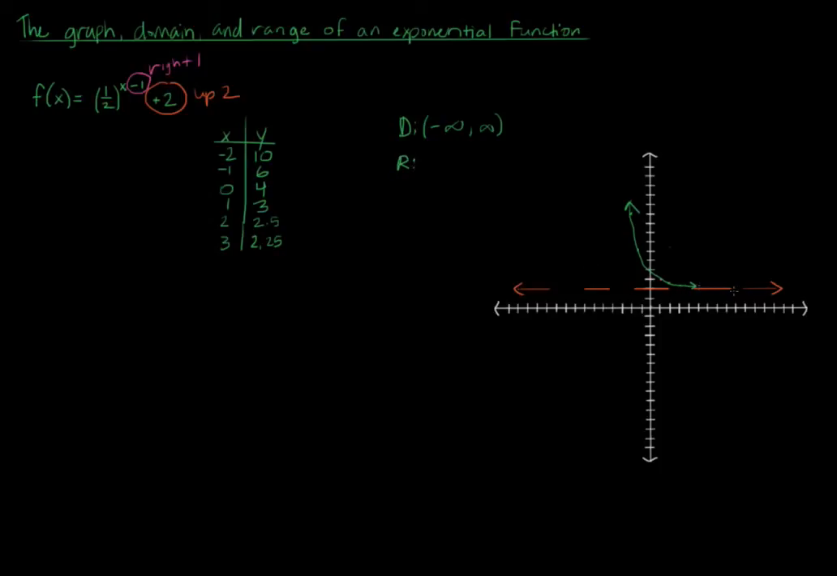The range, we need to look at our asymptote. We don't cross through our horizontal asymptote, and so we're going from here all the way up to infinity. So we're going from 2 to infinity. Now we need to ask ourselves, is there a bracket or a parentheses at 2? So does it actually ever reach 2? Well, it gets infinitely close to 2, but it never reaches 2, so it's a parentheses. So this is our domain and this is our range, and that's how we find the graph and the domain and the range of an exponential function.